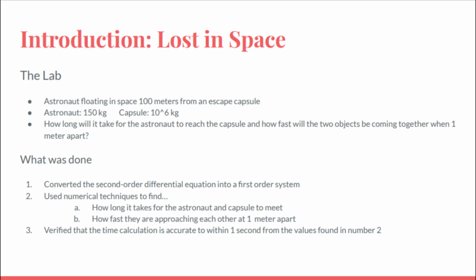In this lab, we began by converting the given second-order differential equation into a first-order system, and we used that first-order system to plug into the numerical techniques of Euler's and Runge-Kutta method. And we use these to find the time it will take and the velocity when you are a meter apart from the capsule. We then use these values that we found from the numerical methods to verify that the time calculation was accurate within 1 second.